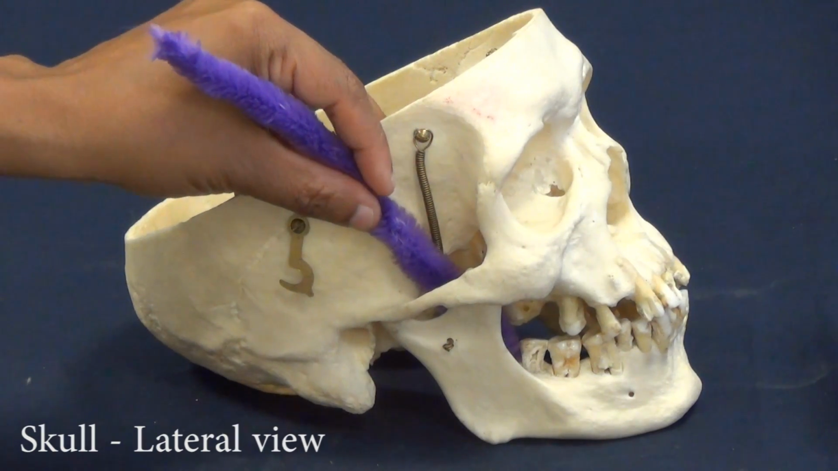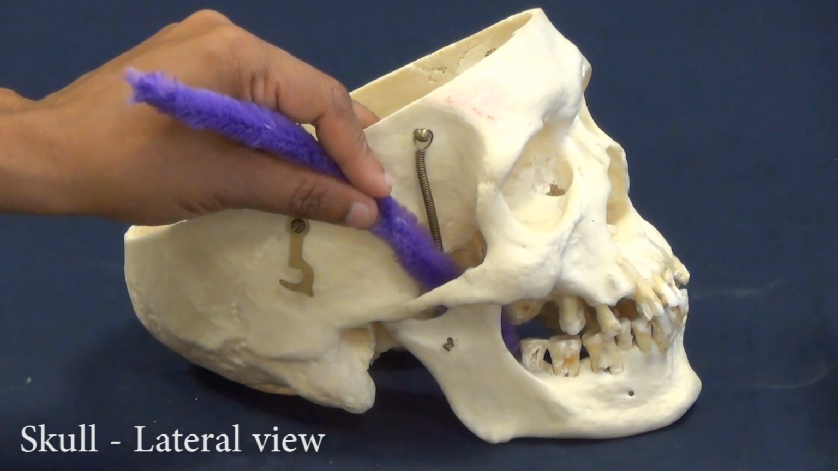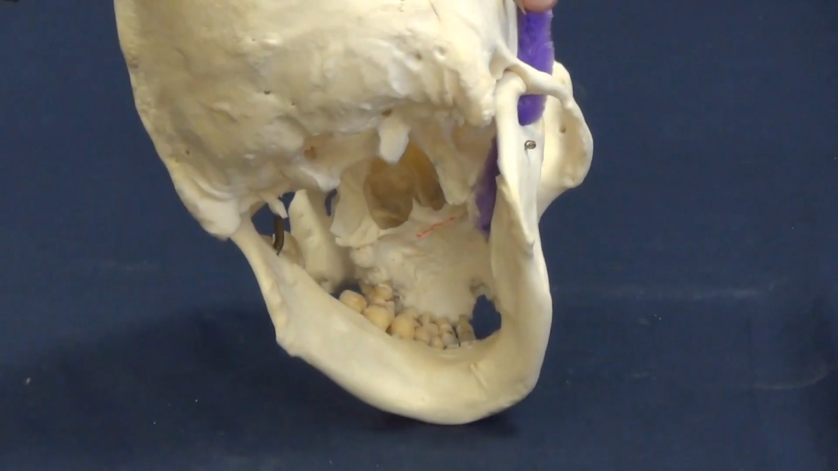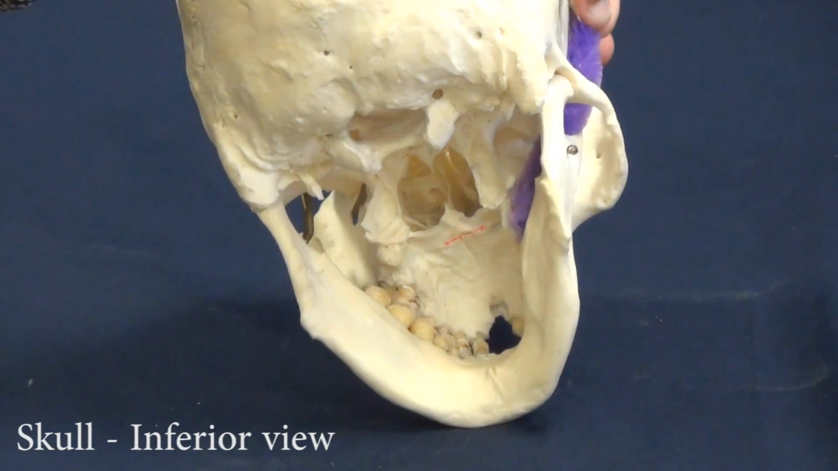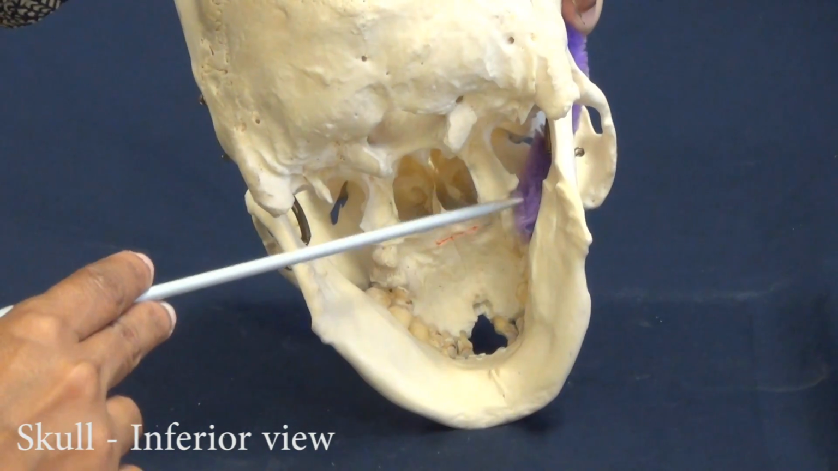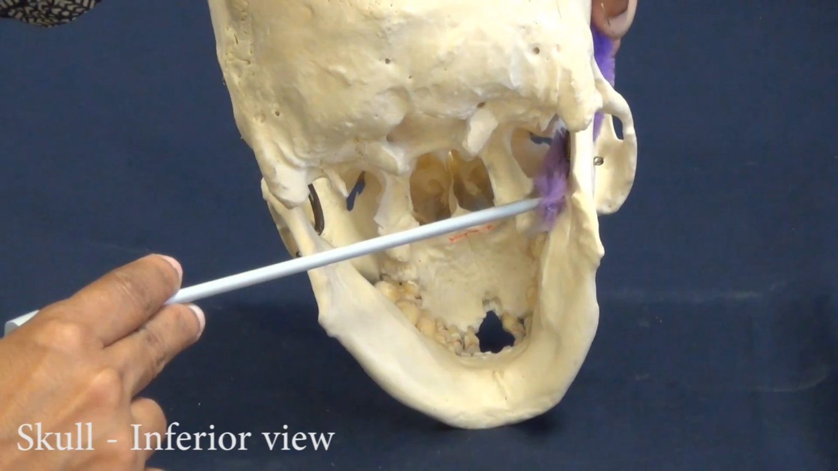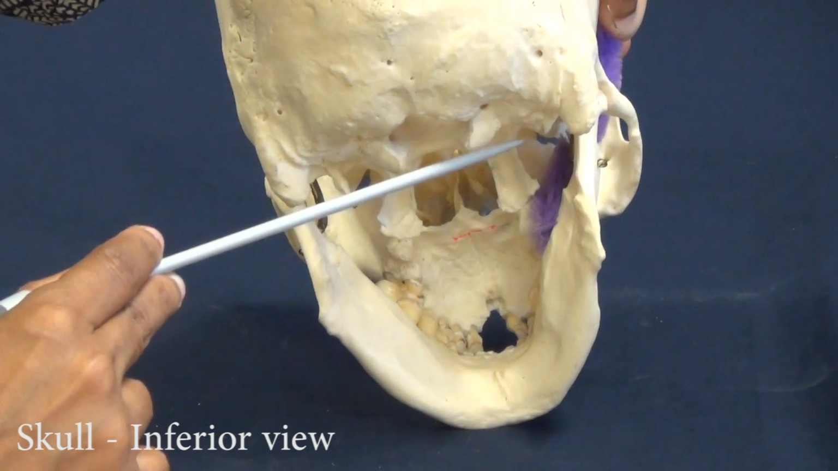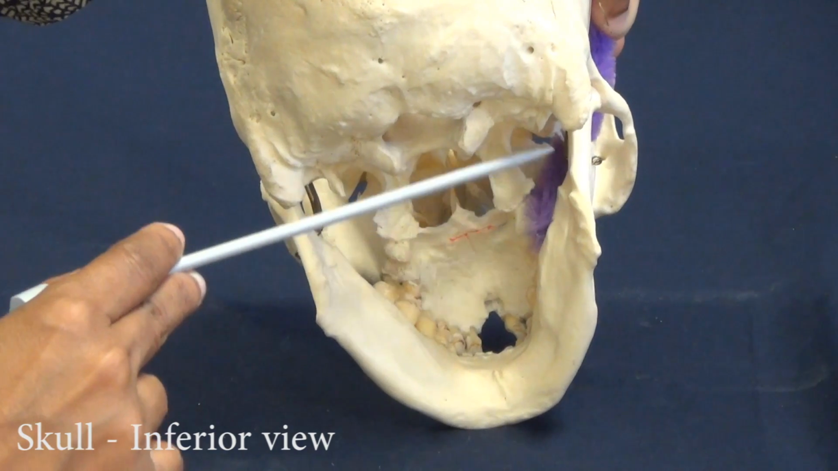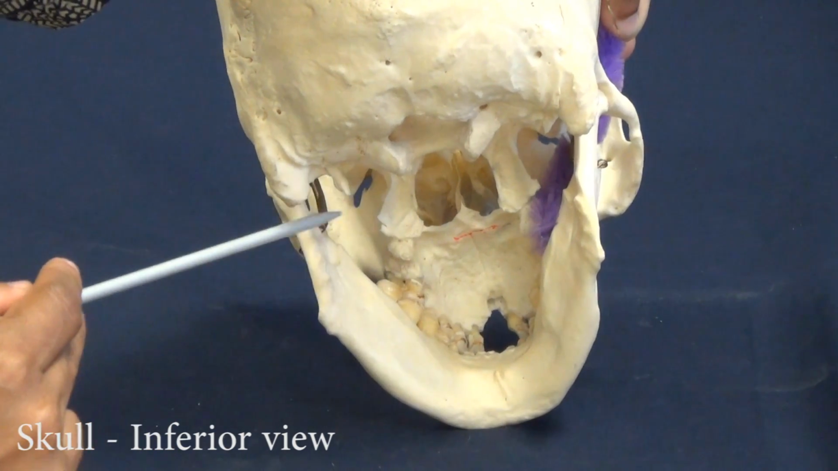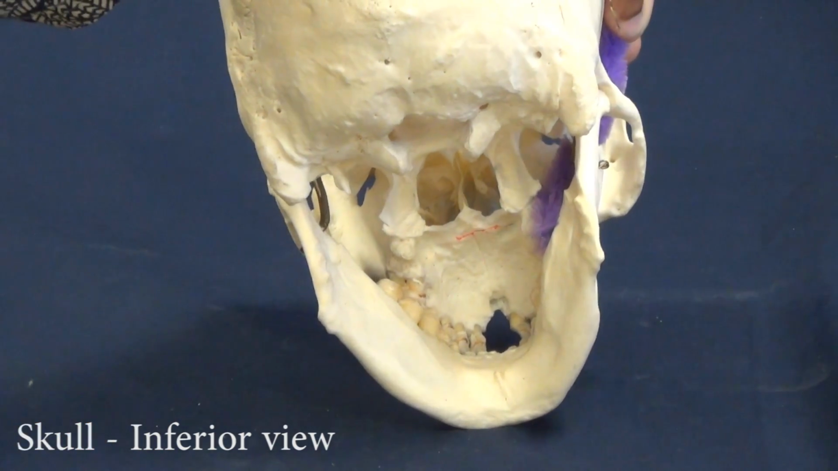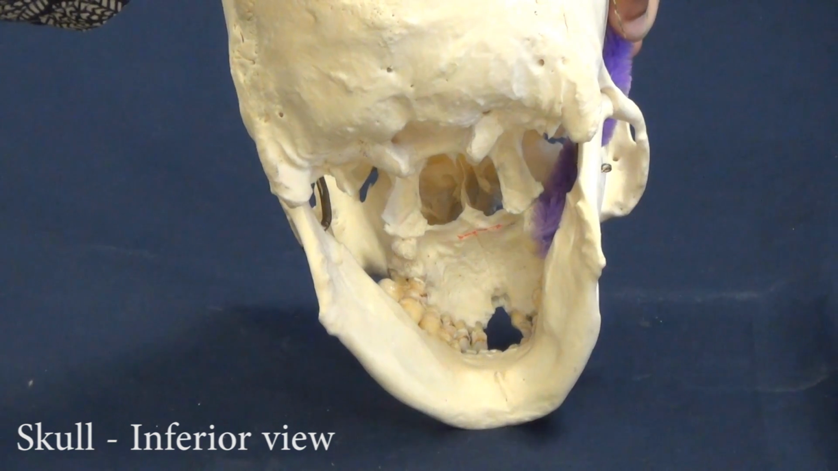You can also identify the infratemporal fossa from an inferior view of the skull. And in an inferior view of the skull, you can see the pipe cleaner just lies medial to the ramus of the mandible, and this space, both on this side as well as the opposite side, is the infratemporal fossa.